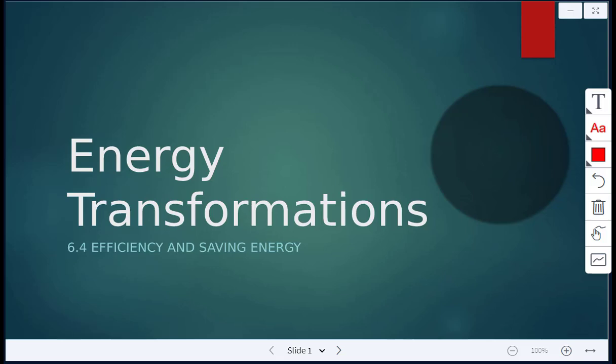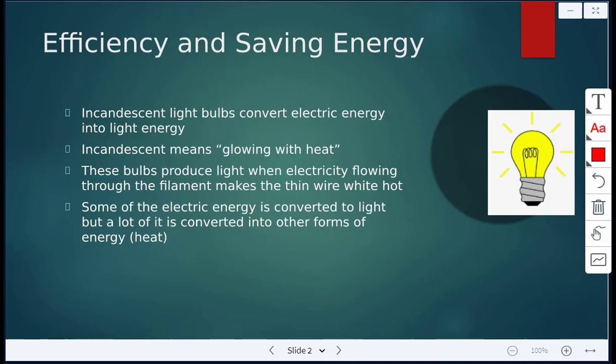All right, so today we are looking at 6.4, which is efficiency and saving energy. So the first part of this lesson is comparing light bulbs, because light bulbs produce light, but they also produce some heat. The purpose of a light bulb is, however, to produce the light. The heat that is produced is wasted energy, produced as well as the light, but it's not what the light bulb is meant to do.